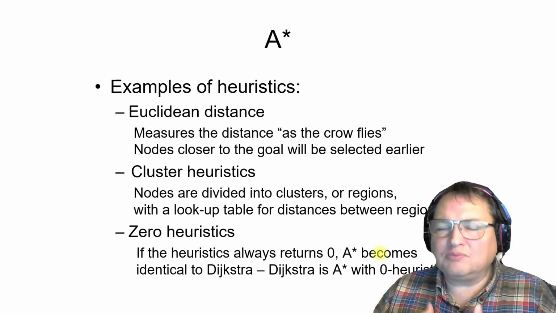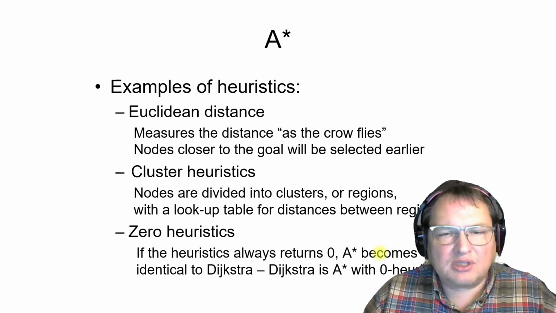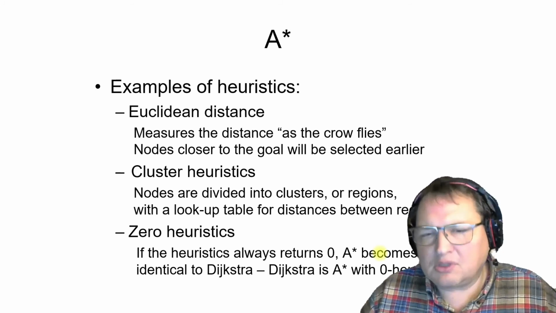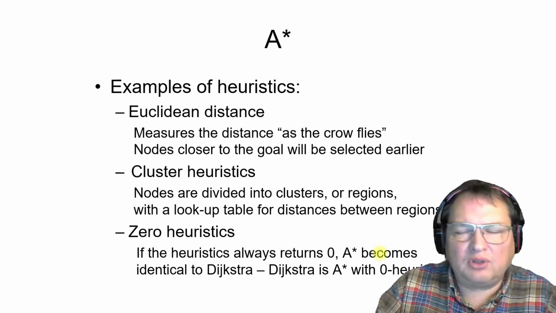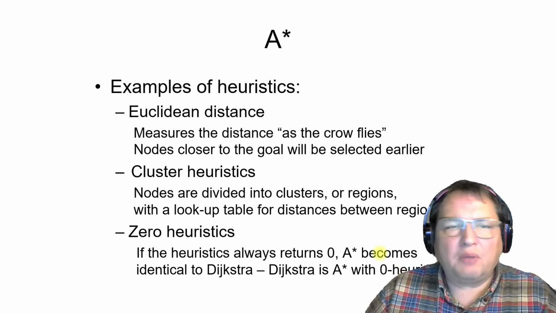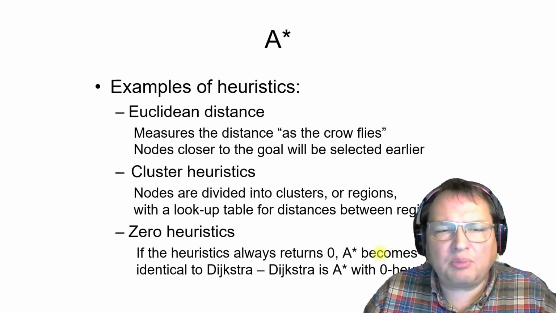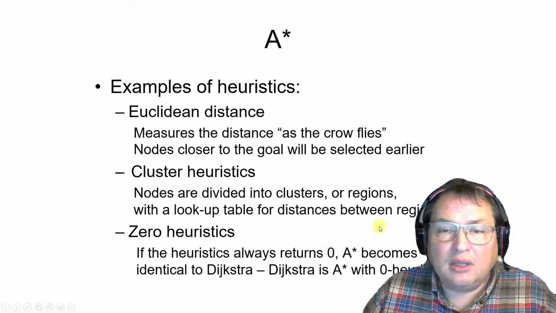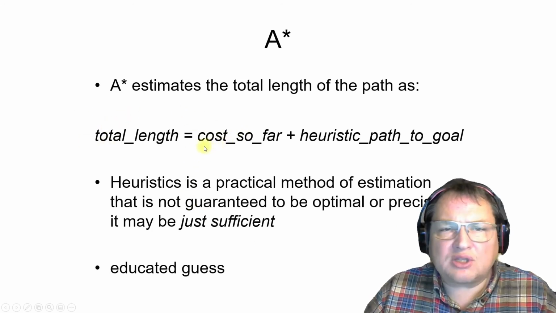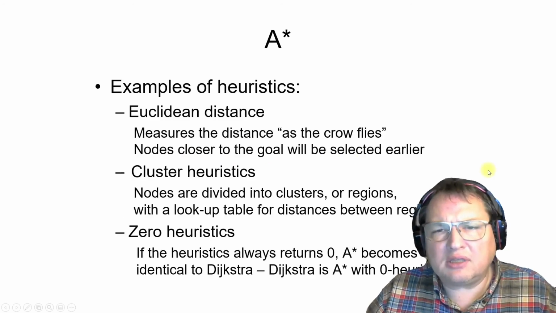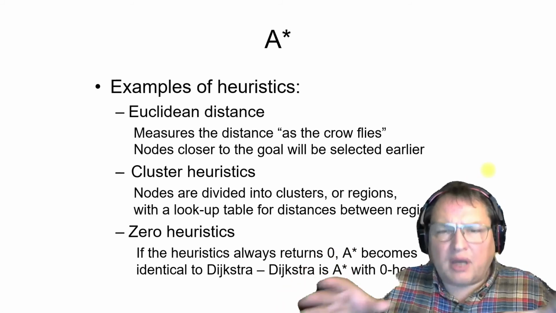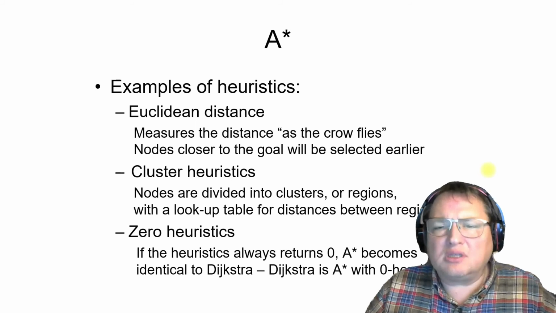And there is also quite a funny thing, zero heuristics. Zero heuristics is the heuristics that always returns zero. It sounds funny, it just tells, oh, for every node, the remaining path to the goal is zero. But if you apply the zero heuristics, your A-star becomes identical to Dijkstra, because the total length from the formula that we've seen a moment ago is just cost so far plus zero. So it's exactly what Dijkstra does. Actually, Dijkstra is the A-star algorithm with the zero heuristics.